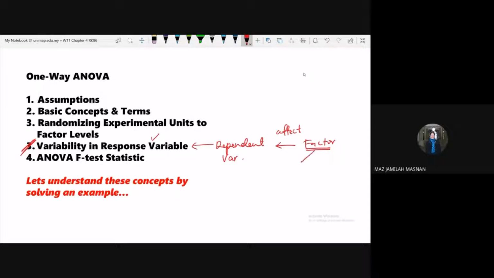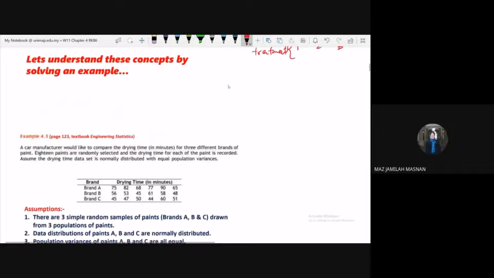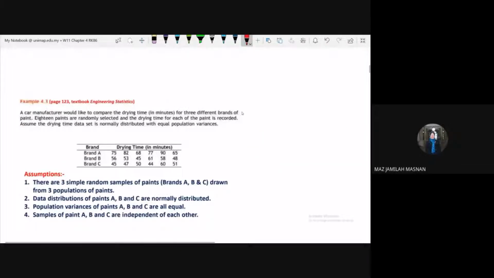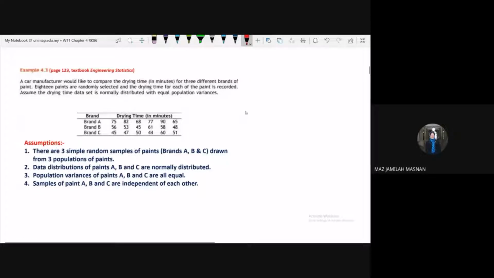Those different levels are what we call treatments. Okay, so number 4, this is what we call treatment. And this factor is what we call the independent variable. Now these are all the concepts involved in variability. Finally, we will see how we can solve using Excel and then use the ANOVA table generated by Excel to perform our hypothesis testing and see how we can get the result, whether to reject or fail to reject.